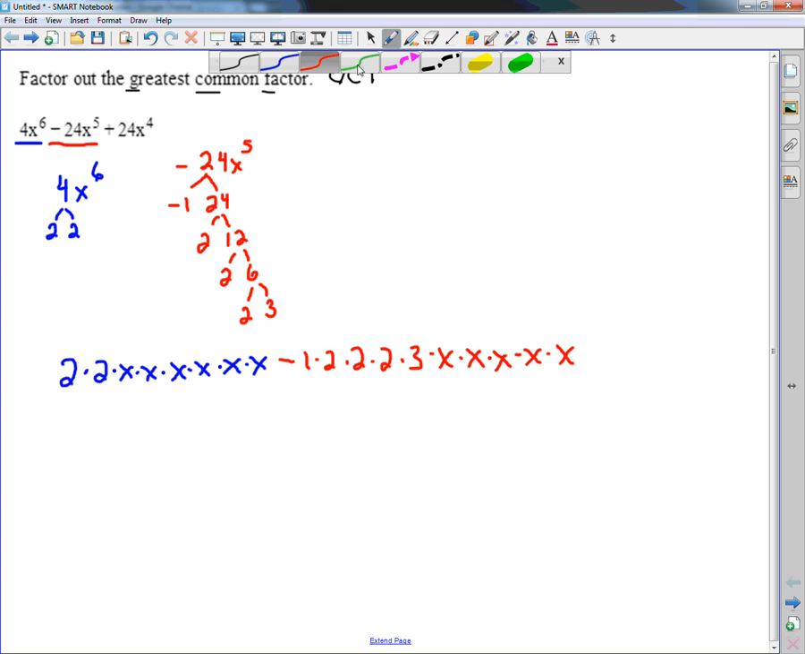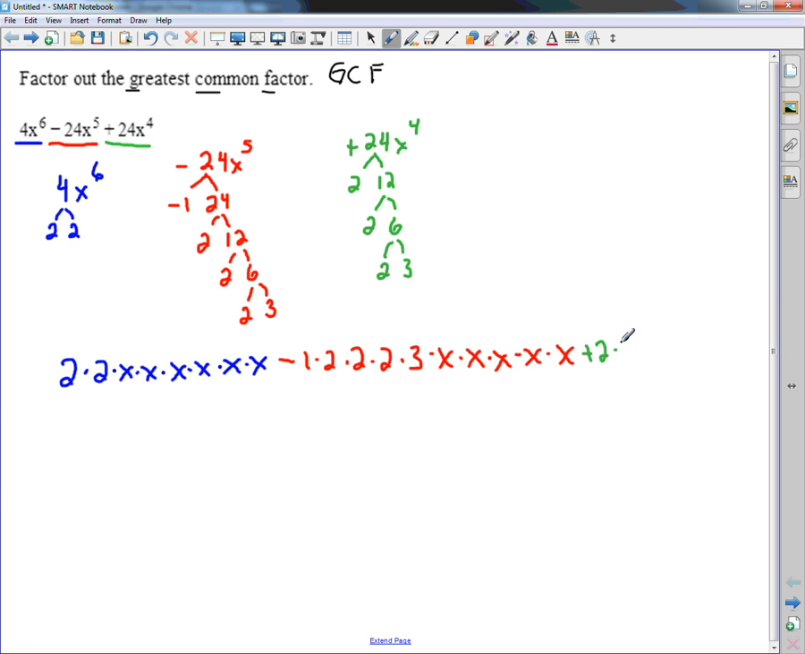And the last term we have is plus 24x to the 4th. So we have 2 times 12, 2 times 6, and 2 times 3, and we have an x to the 4th. Notice this time we didn't have the negative 1 since this is a positive 24. So plus 2 times 2 times 2 times 3, and we have x times x times x times x.